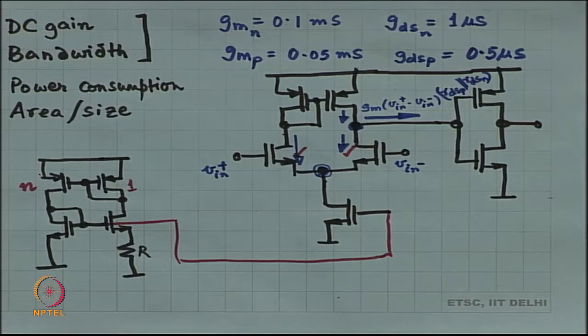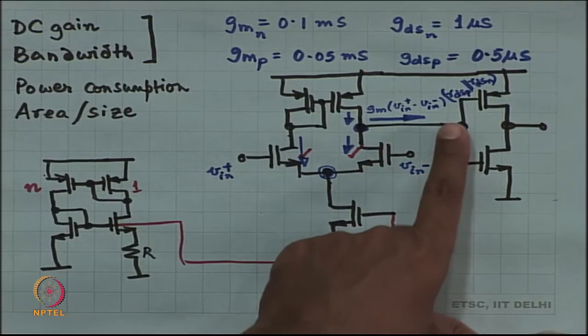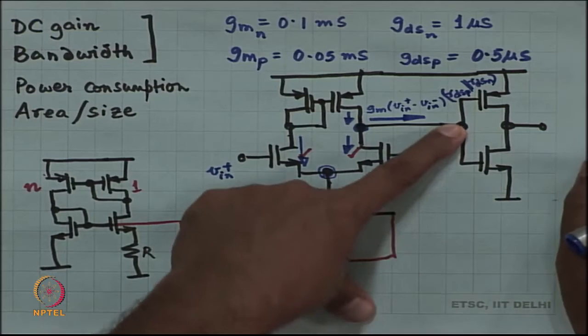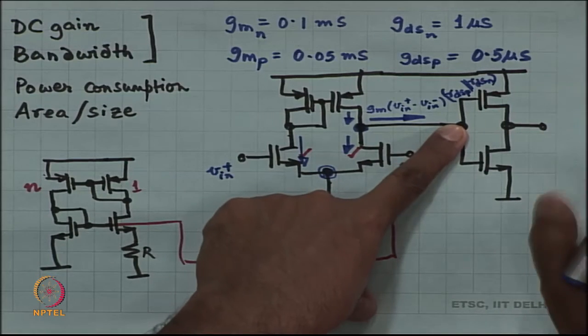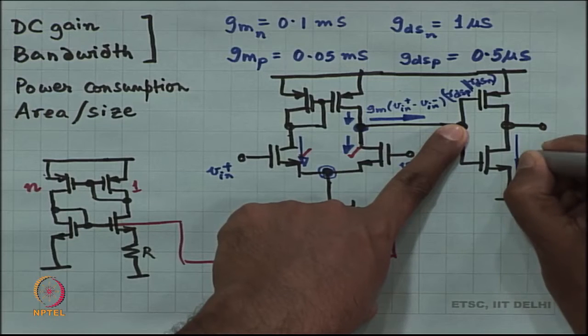All right. And then what happens in the next stage? This is the first stage. First stage is done. In the second stage, I have a voltage which has gone up, right. The NMOS responds by drawing a current.